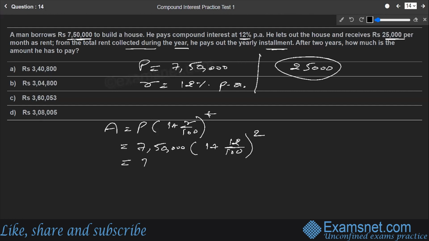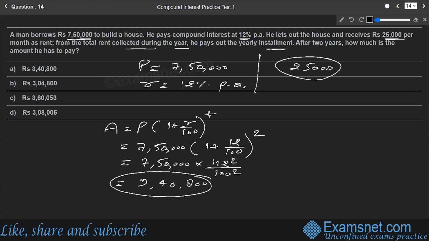Okay, if we solve this out further, this becomes 7,50,000 into 112 square over 100 square, and this finally comes out to be rupees 9,40,800. So this is the total amount that he has to pay.